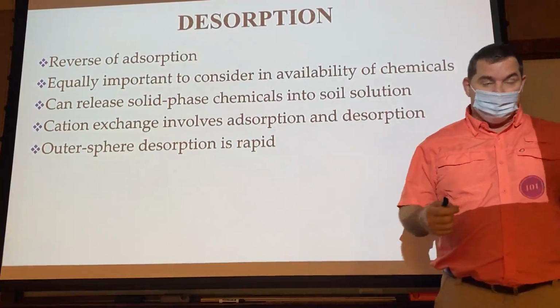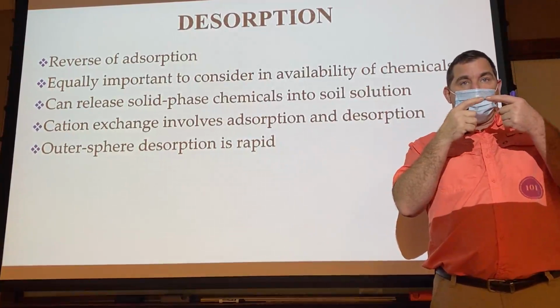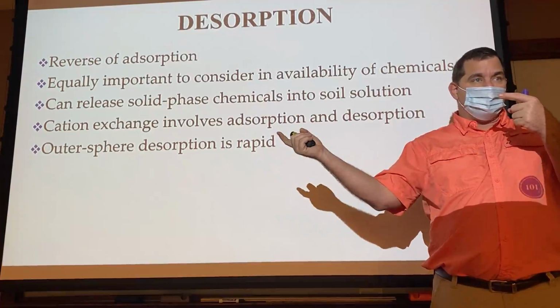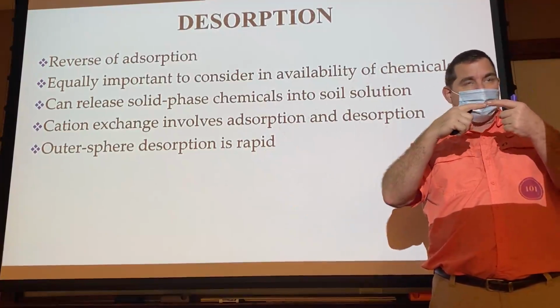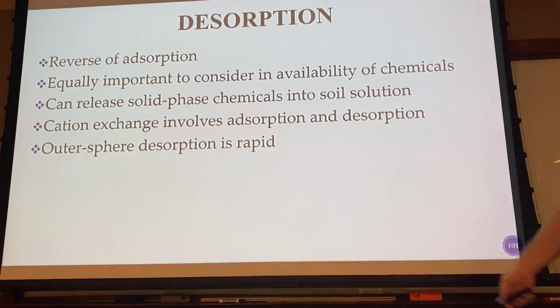And so all of that is just that we have that outer sphere complex where we have this small charge and this bond, and it will just exchange off. And then another one will exchange right back on. And then one will exchange off, and another one will exchange right back on. So those processes, outer sphere desorption, are very rapid. That's going to happen quickly.